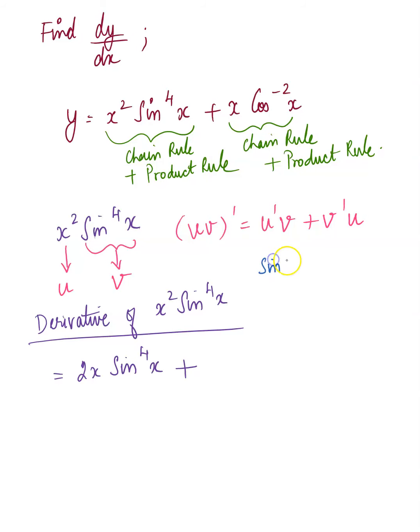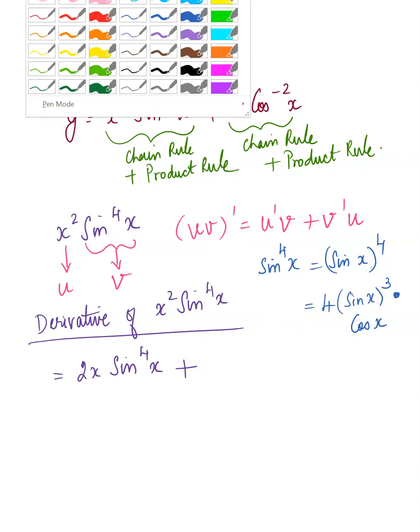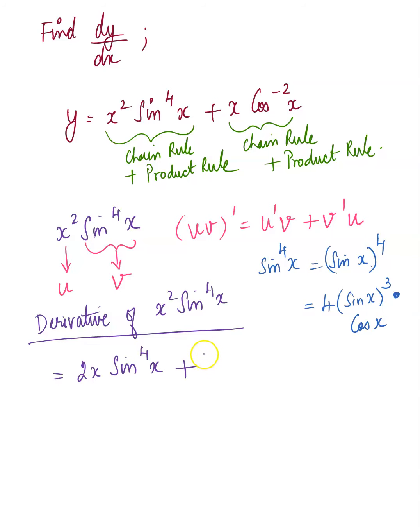So sine power 4x is the same as sine x power 4. So the chain rule says do the derivative of the outside times the derivative of the inside. Derivative of sine x is cosine x. And so that's what I'm going to bring in here back into my step. And I'll say, okay, that will be v prime. So 4 cosine x sine cubed x, right?